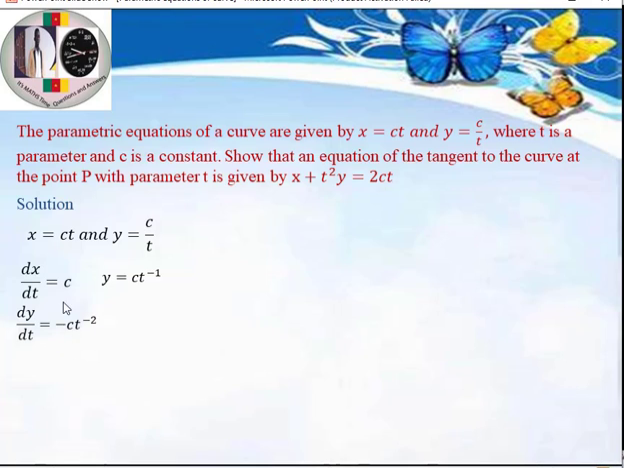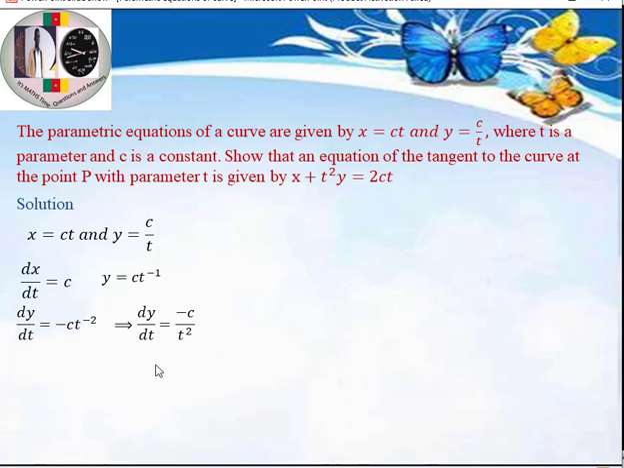We can as well change this form back to a fraction. So instead of having minus c t to the power minus 2, we are going to have minus c divided by t squared, because we want to remove the negative sign at the power. So dy/dt will be minus c divided by t squared.